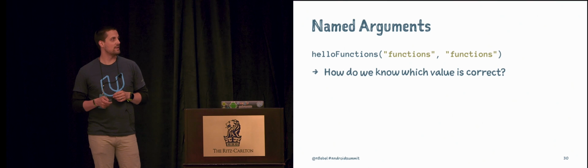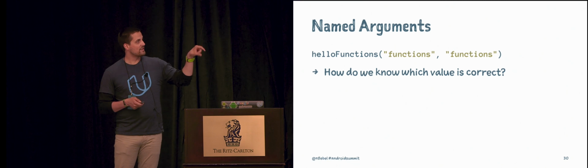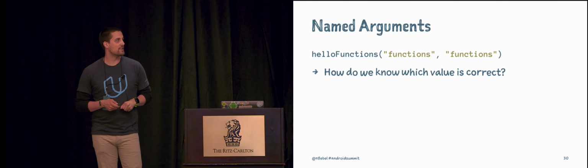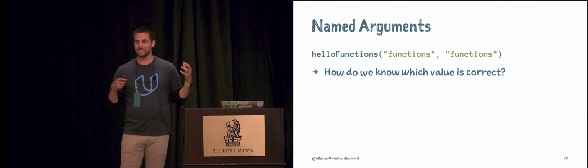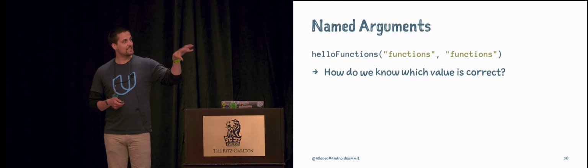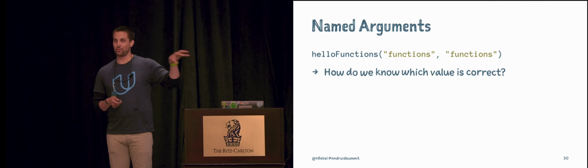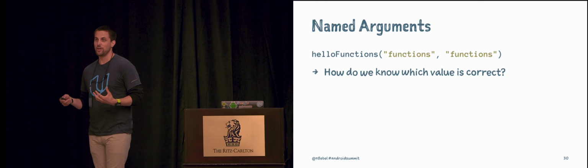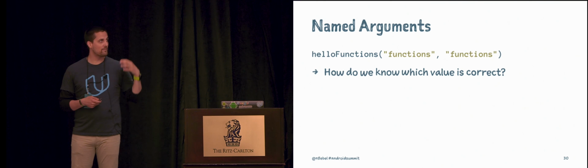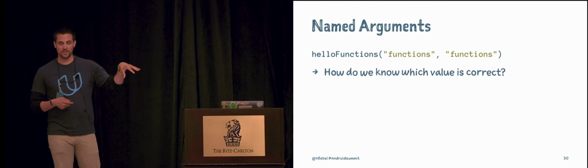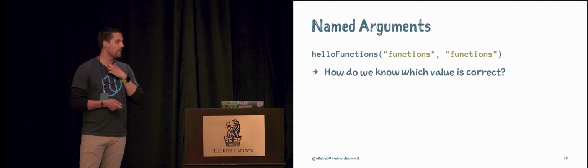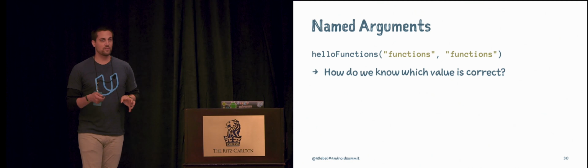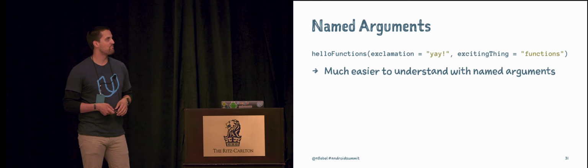Named arguments. So let's look at this hello functions invocation again. We see yay, functions. Maybe this is in a code review, and we might instinctively know that this is wrong because why are we passing the same thing in twice? But just from looking at this, you don't know which is correct. So you probably have to open it up, go look at the documentation, see which is correct. But we can do better than this with Kotlin and named arguments.